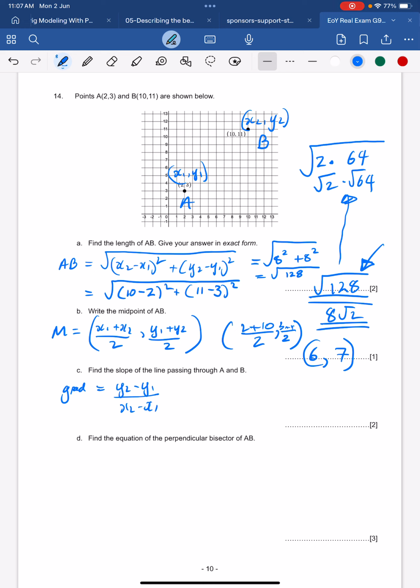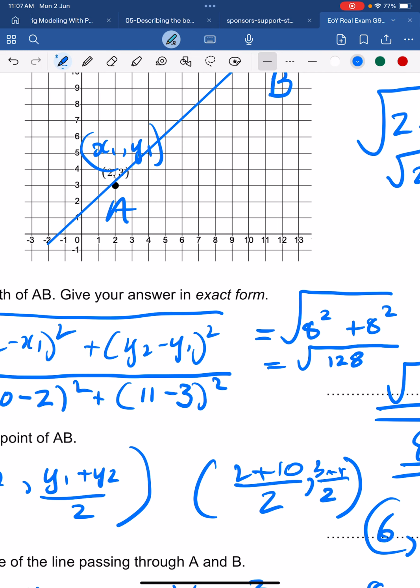Find the slope of the line. So just the slope, not the equation of the line. So the slope is the rise, change in height, over change in horizontal. Okay, so that's 8 divided by 8, which equals 1, so positive 1. So in our picture now, this line here has a gradient of 1. We have the midpoint at 6, 7.